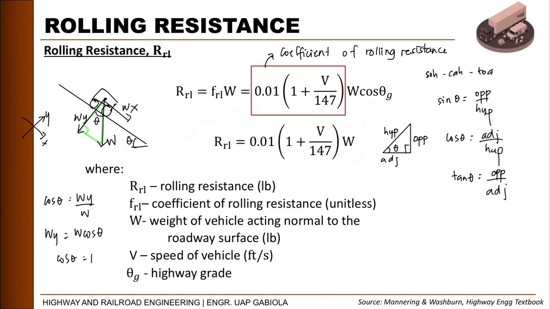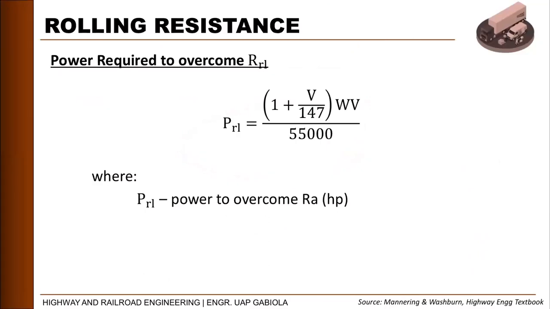Then, kung meron tayong force, pwede natin makalculate din yung kanyang power. So, same formula ulit nung kanina. Power is equals to force times velocity. Kaya, yung formula natin, so that is 1 plus V over 147 times W. Ito yung ating force, okay? Multiplied by yung ating velocity. And then, yung magiging unit niyan is naka-pound.